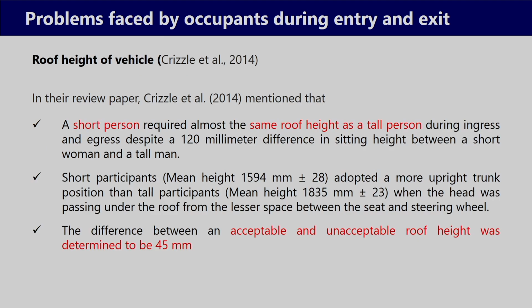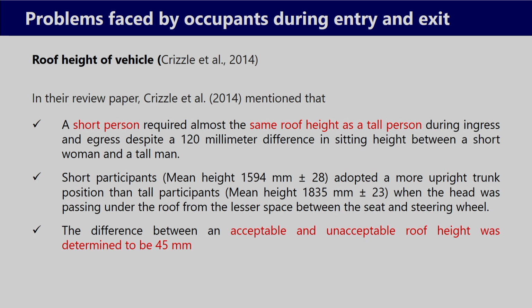Now, we are discussing some information from a research paper, particularly a review paper by Frizzle et al. in 2014. In the review paper, they mentioned the impact of roof height of the vehicle on the entry exit process. They mentioned a short person required almost the same roof height as the tall person during ingress or egress, despite a 120 millimeter difference in seating height between a short woman and a tall man.